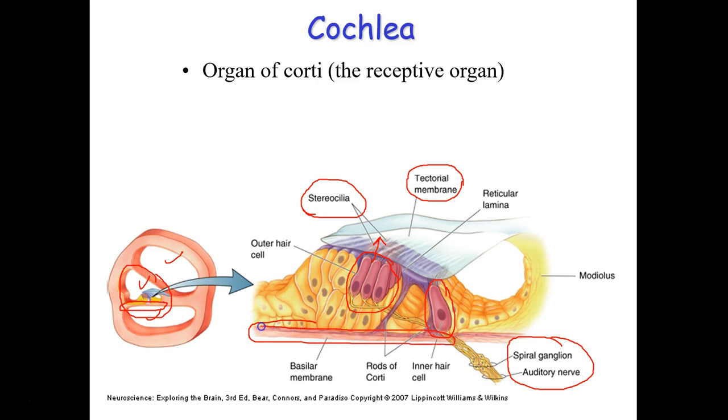So the basilar membrane serves as the foundation for all these cells that are hanging out, waiting for the fluid to move past them. So remember, as the oval window is pushed by the ossicles, it's going to cause fluid to move back and forth across these chambers. Ultimately, it causes the flexing of the basilar membrane to move back and forth. And this flexing is really important because where the basilar membrane flexes is where pitch or frequency is registered.